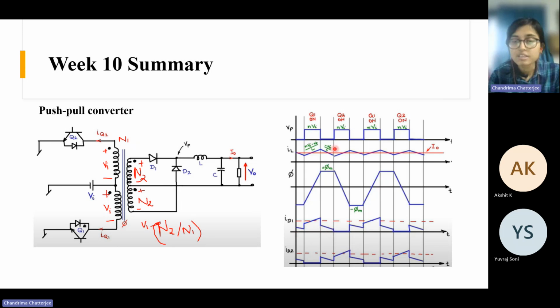And then when Q2 is on, this diode is forward biased and this is reverse biased. So the current through D1 is zero. Current through D2 is exactly the same as D1, just that it is shifted. So D1 carries the whole current when Q1 is on, and D2 carries the whole load current when Q2 is on. But their waveforms are similar, same actually.